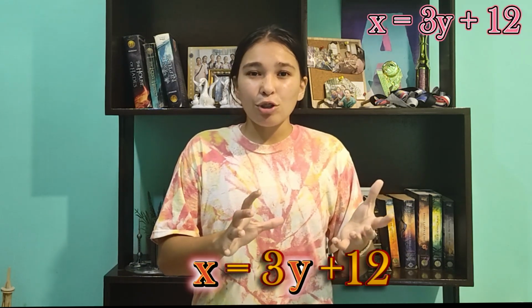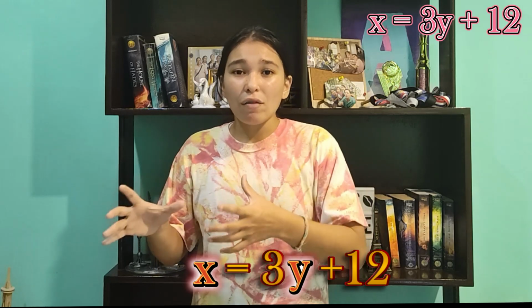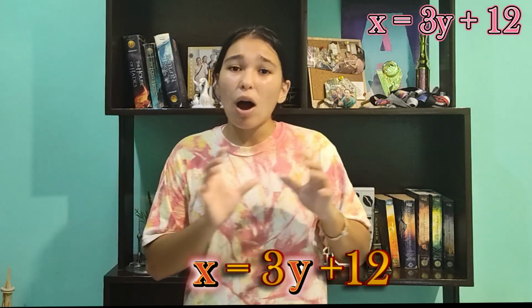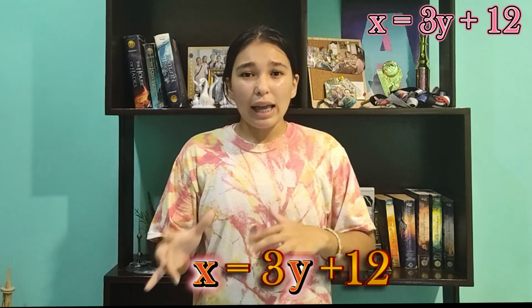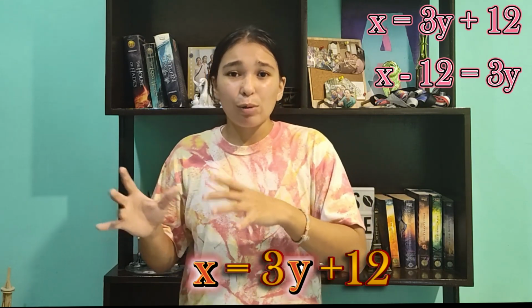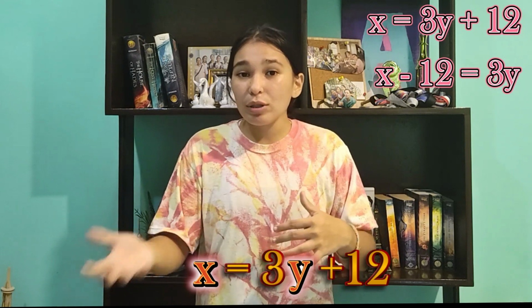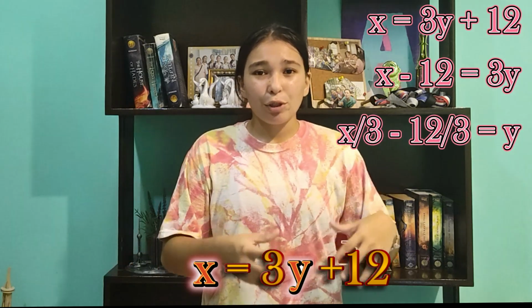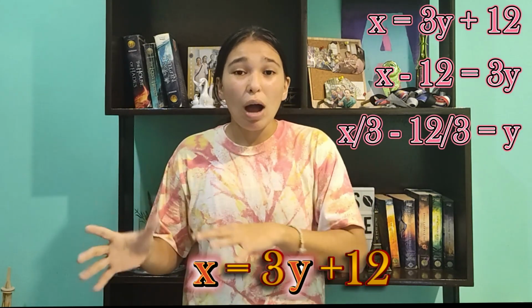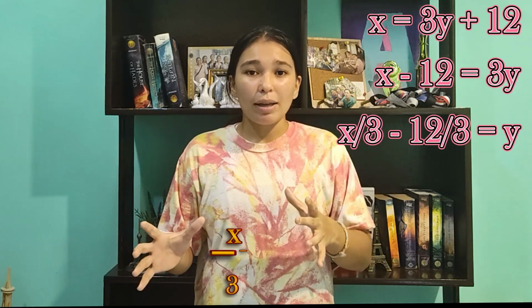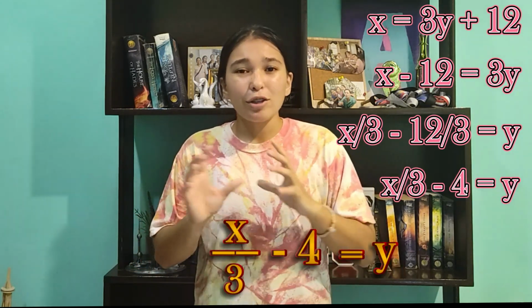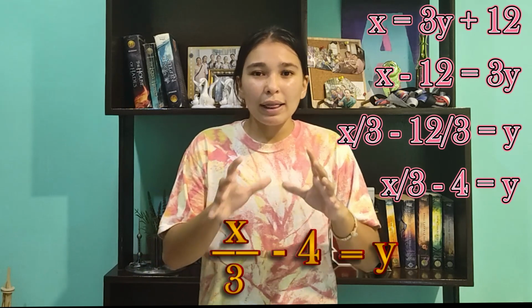So the first thing we're going to do that is, ang 12 ato siyang tantangan. So subtract 12 from both sides and we will get x minus 12 equals 3y. And then finally, tantangan nato ang 3. So we will divide 3 from both sides and we will get x over 3 minus 12 over 3 equals y. And if ato siyang i-simplify, we get x over 3 minus 4 equals y. But we're not done yet.